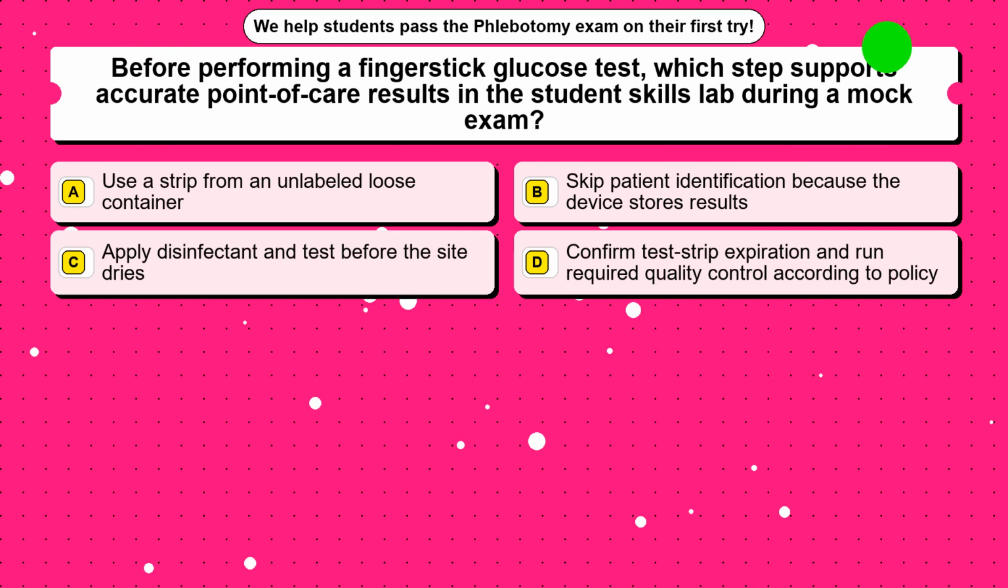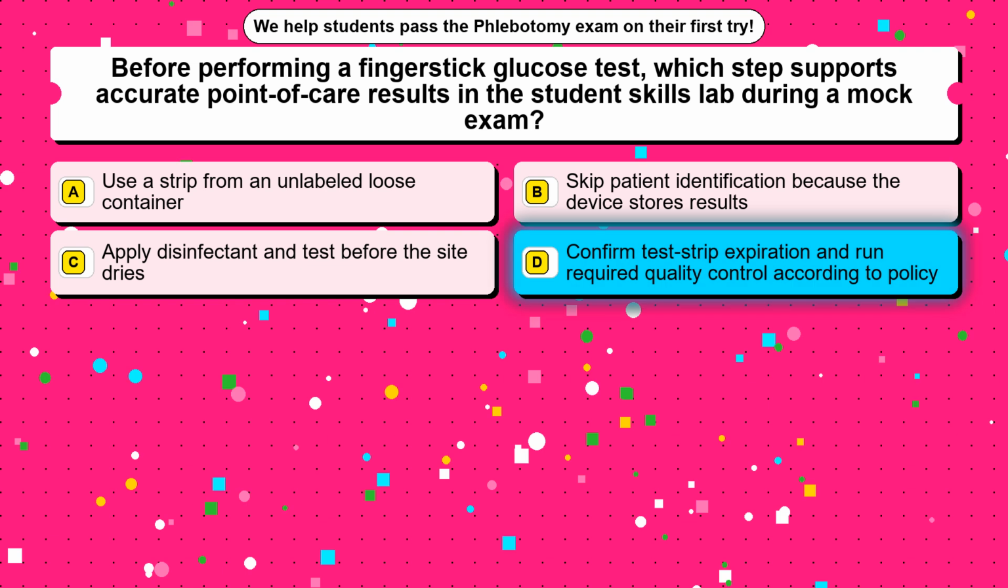Question 79. Before performing a fingerstick glucose test, which step supports accurate point-of-care results in the student skills lab during a mock exam? Option A. Use a strip from an unlabeled loose container. Option B. Skip patient identification because the device stores results. Option C. Apply disinfectant and test before the site dries. Option D. Confirm test strip expiration and run required quality control according to policy.